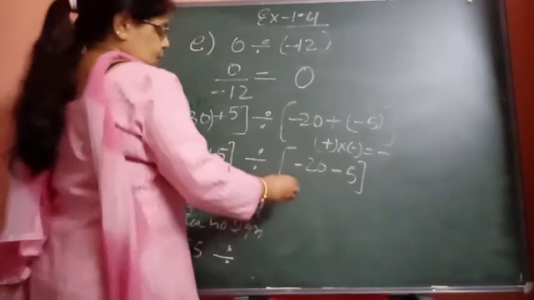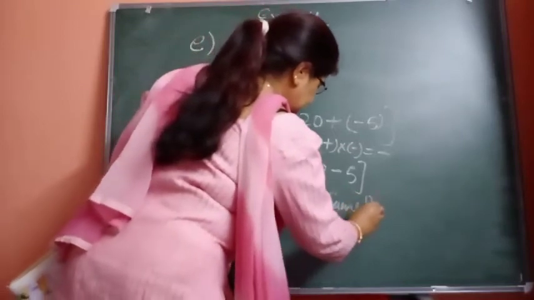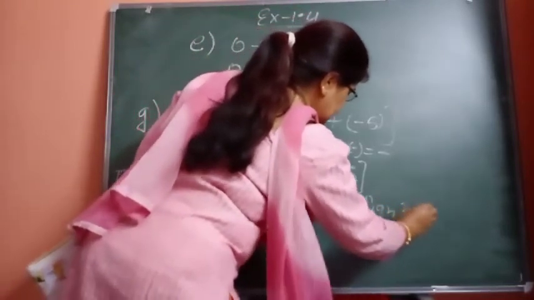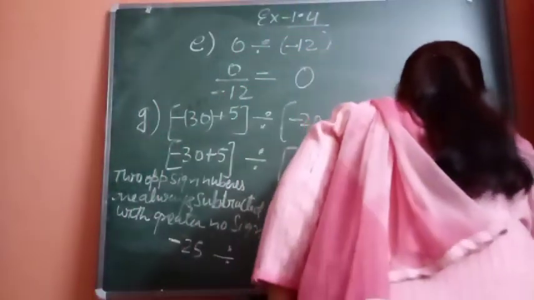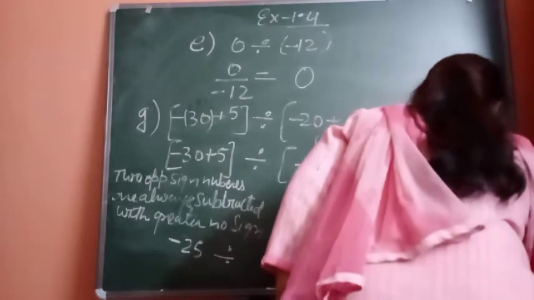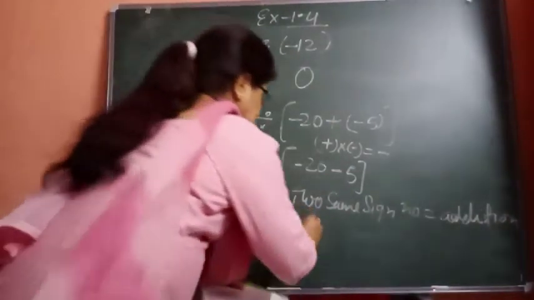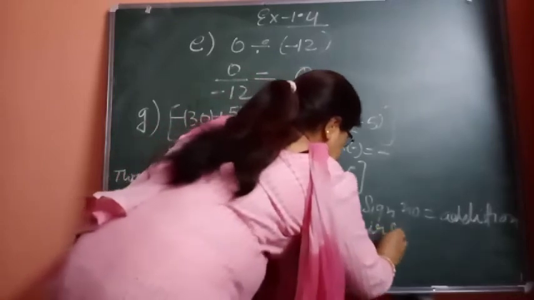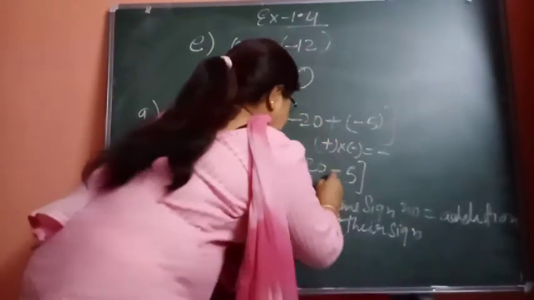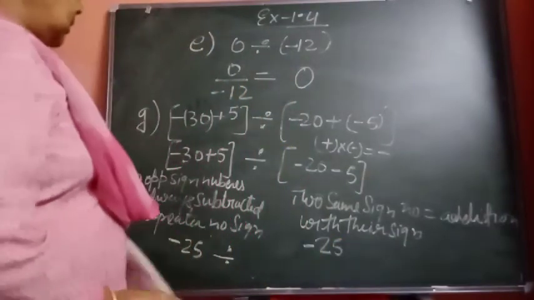Now here two same sign numbers. Two same sign numbers means addition. Addition with their sign. Add them. 20 plus 5, 25. What sign do they have? Minus. Okay.